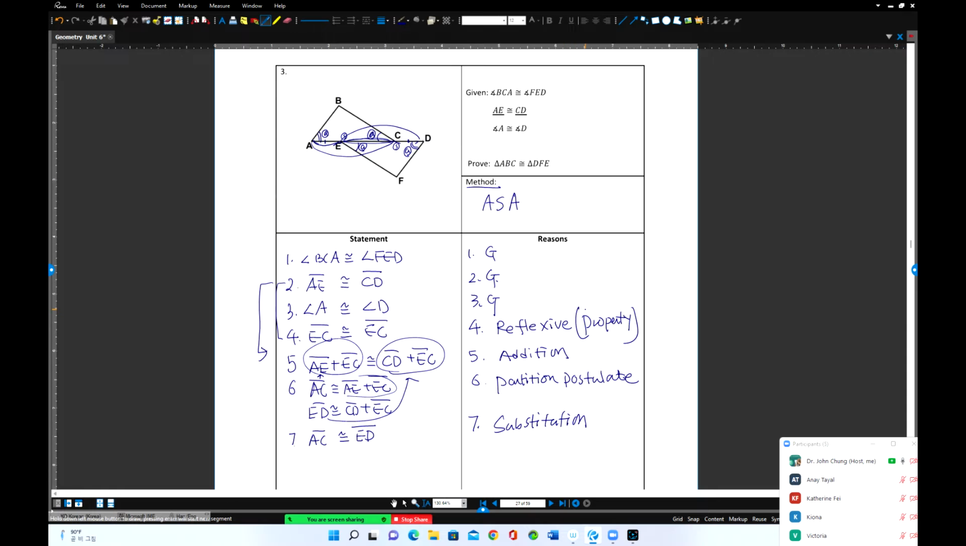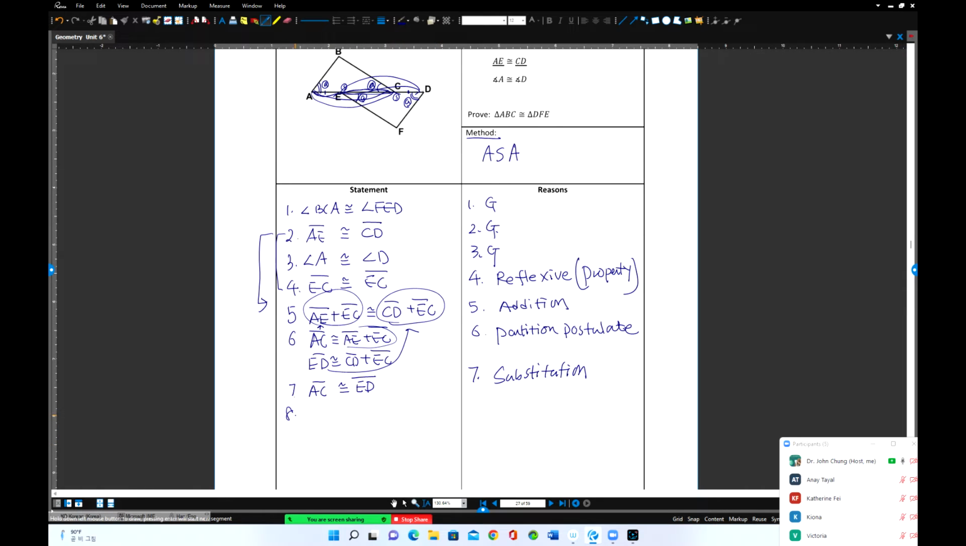Now we got everything, okay? Angle, side, angle: this angle, this side, they are congruent. Now we can say triangle ABC is congruent to triangle DFE. The reason is angle side angle congruent. Or some teachers write it like this, angle side angle, for the other triangle.